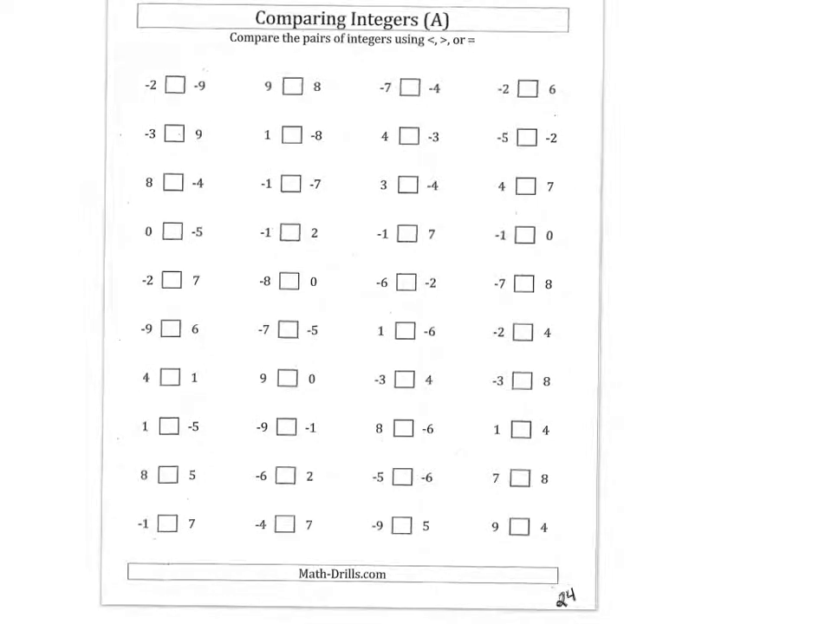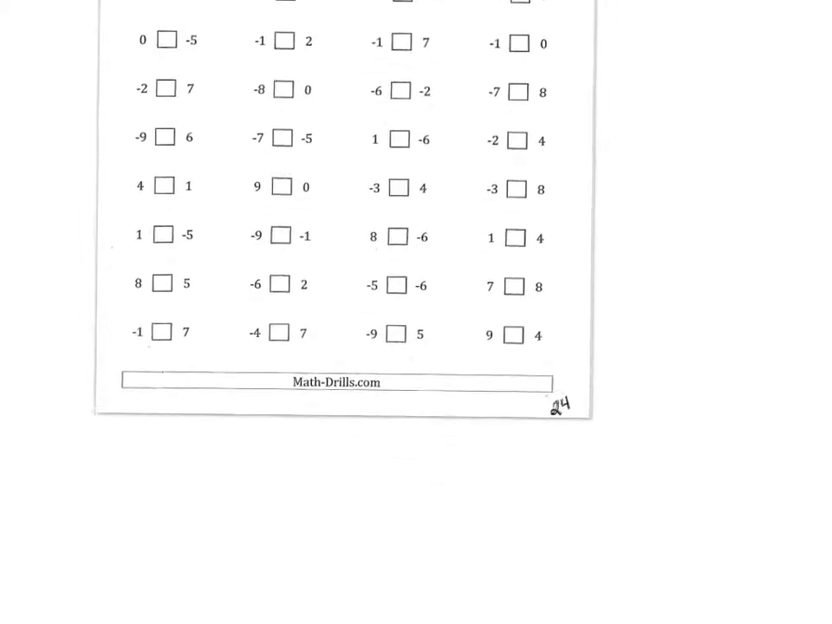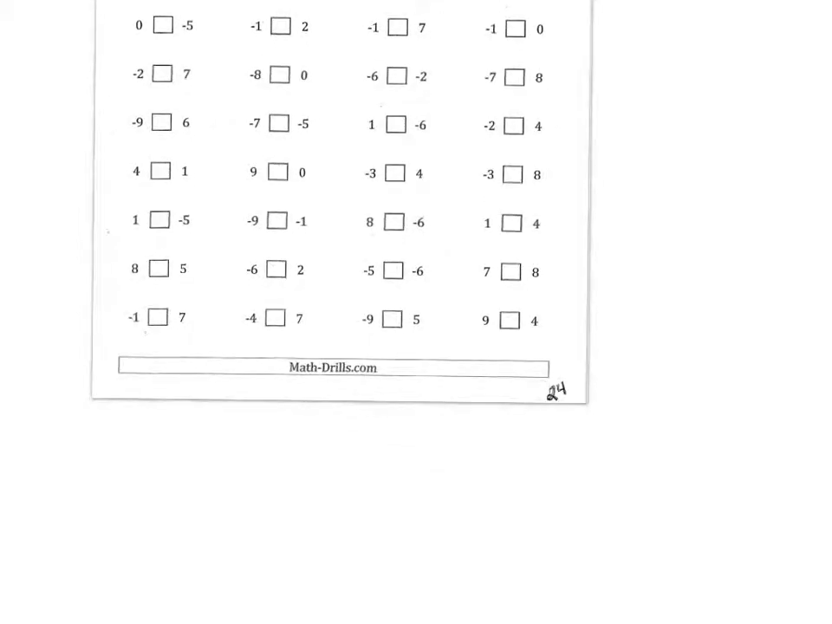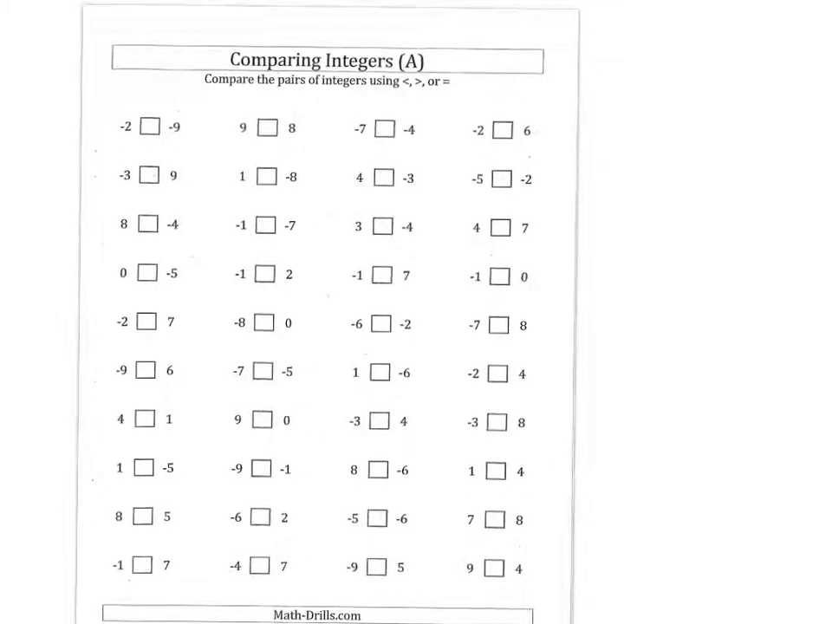Alright friends, this is lesson number 6, which is on comparing integers. You should currently be on page 24. So remember in lesson 5 we talked about integers. Integers can be positive numbers, negative numbers, or the number 0.